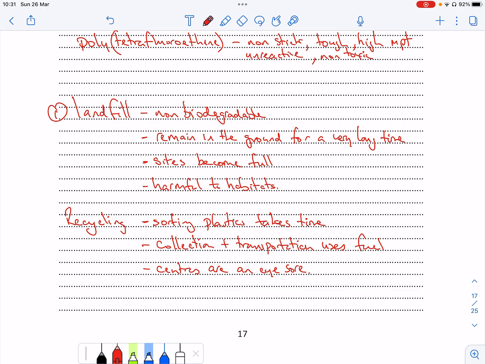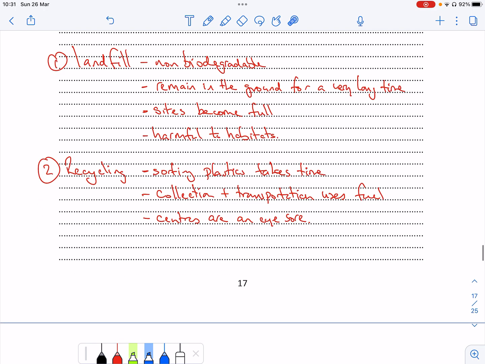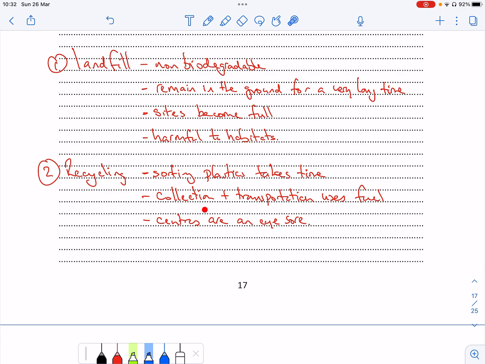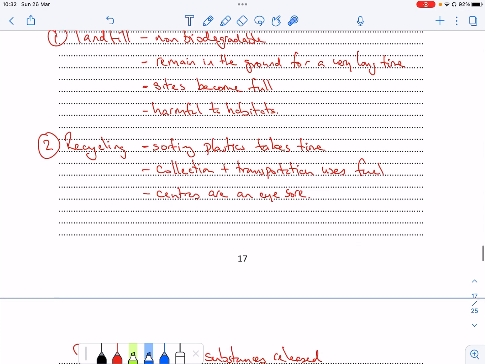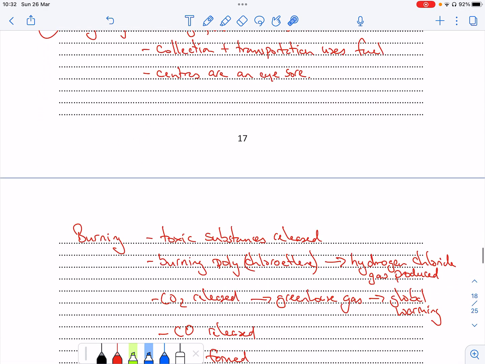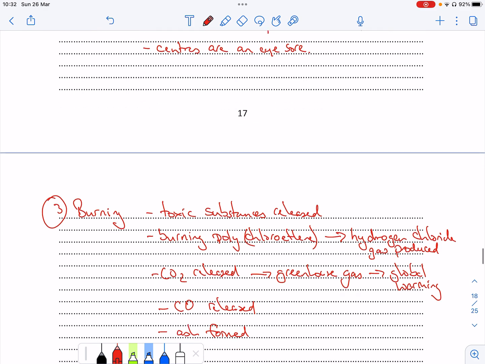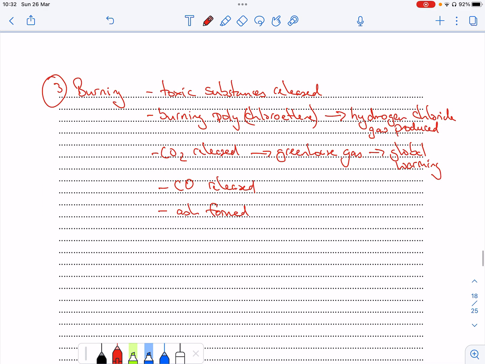The second way we get rid of them is recycling. So the problems with this are we've got to sort the plastics into different types, which takes time to do. We've also got to go and collect them or deliver them, which has a transportation issue, and that means we're using fuel, and therefore there's going to be CO2 involved. And some of the centres, people report them as being eyesores, so you don't want to be near the recycling centres.